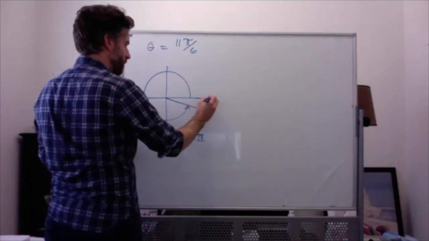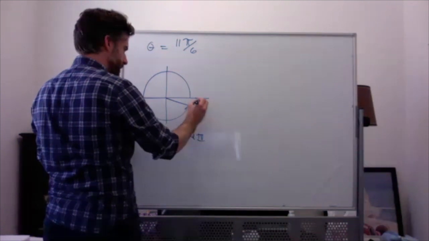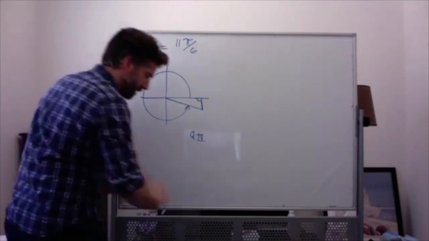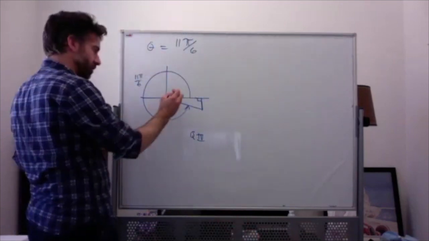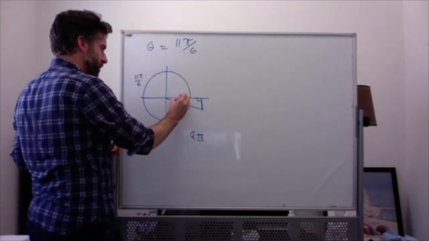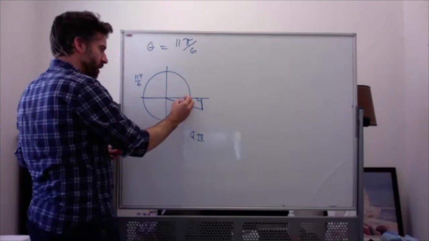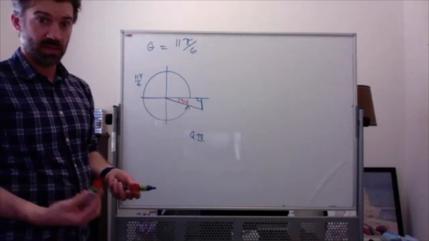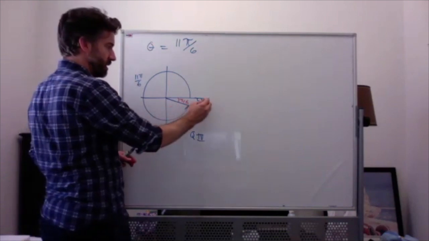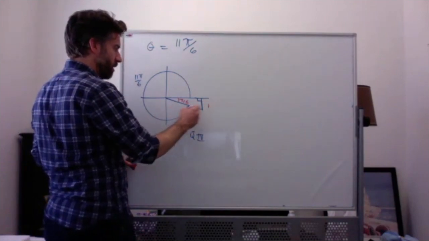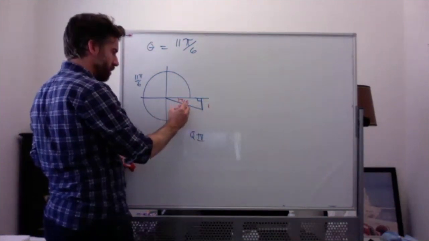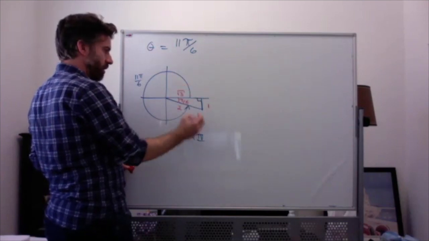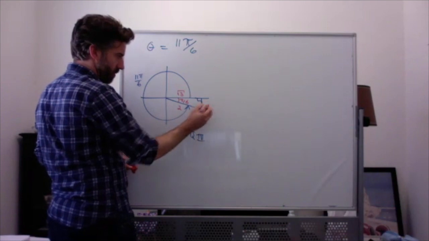Again, if I drop a perpendicular to the x-axis, this leftover or reference angle is pi over 6. Again, we're seeing one of our special angles from our special triangles. This is pi over 6. This side over here is 1. The hypotenuse is 2. And this side here, the medium side, is root 3. Except really that's a negative 1.